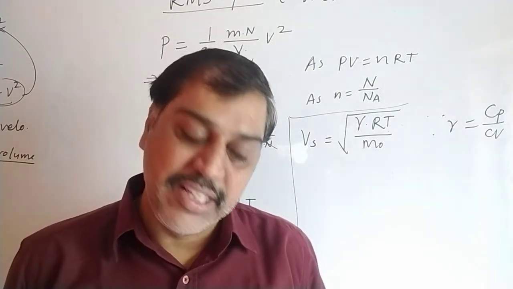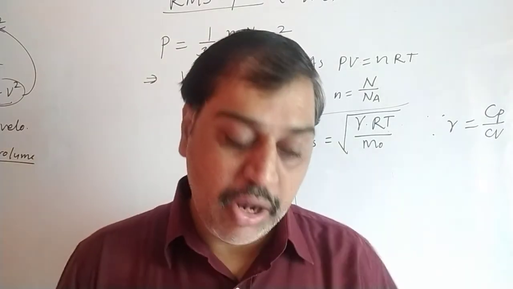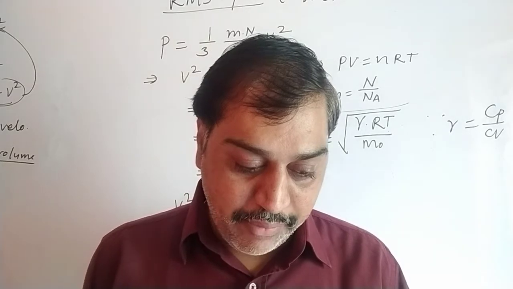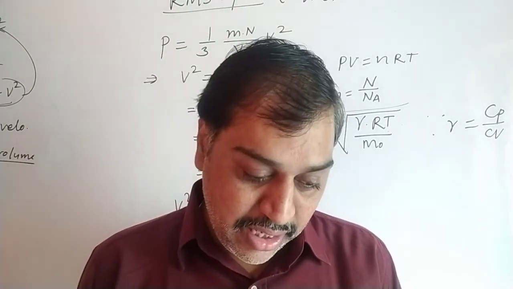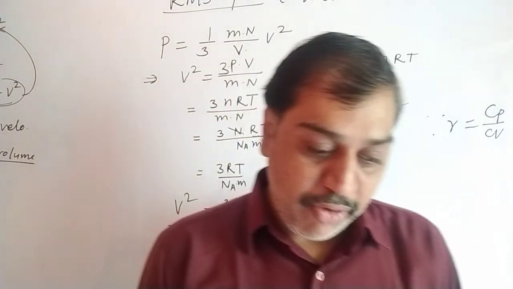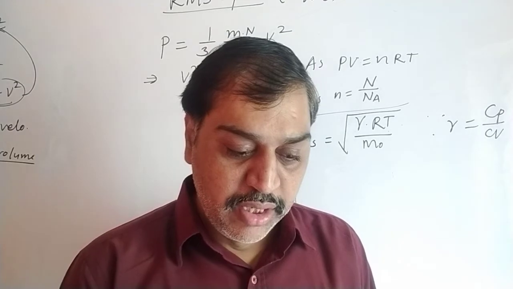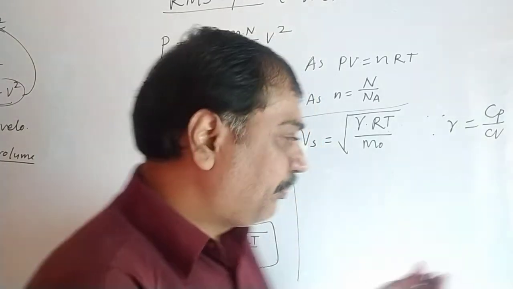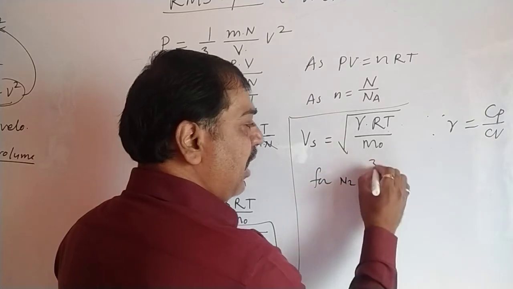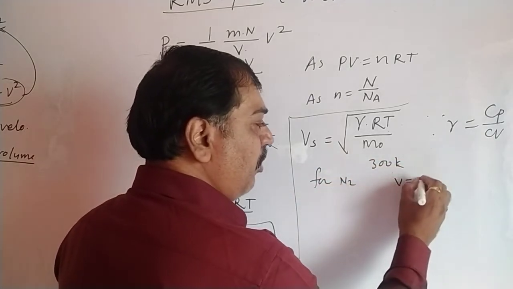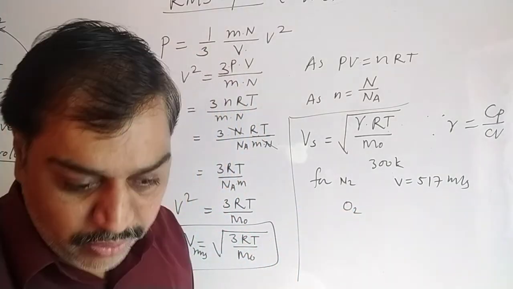Its maximum value is 5/3. That's why sound wave cannot move faster than the average speed of the molecule, since gamma is less than 3, as they have mentioned here, and they have given examples. For nitrogen at 300 Kelvin, the velocity is 517 meter per second, according to the book. Same thing for oxygen, I think, they have taken.